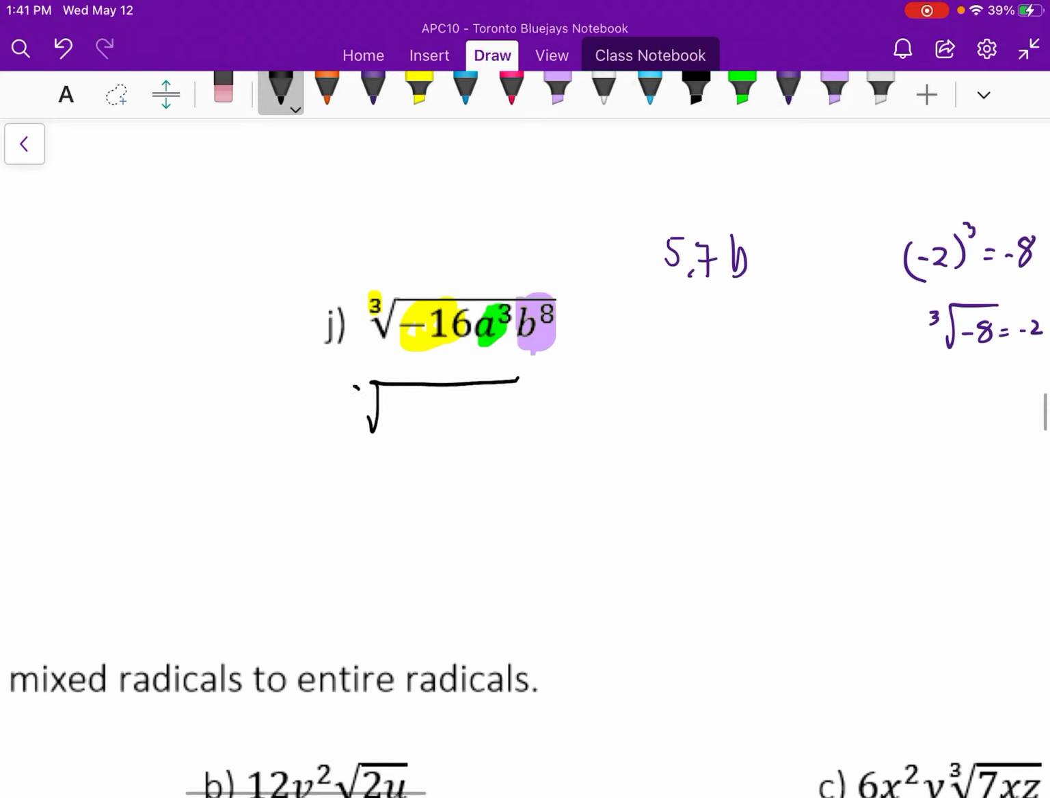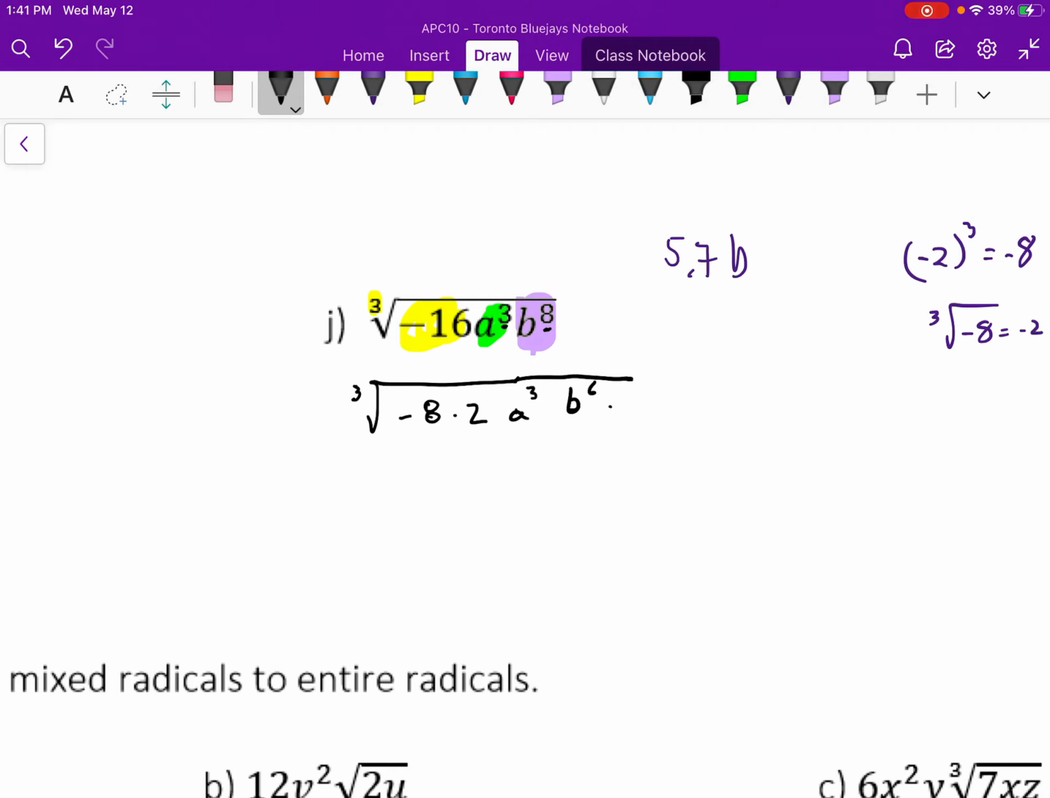So first thing I'm going to do is I'm looking for the cube root. I'm going to take care of the constant first. I would say this is negative 8 times 2, and then a. I'm going to make sure that my exponent for a is divisible by 3. So a to the power of 3, it just so happens that my exponent is 3, which is divisible by 3. B to the exponent 8. I need to make sure that my exponent for b is divisible by 3. Well, 8 isn't divisible by 3, so I'll have to split it up.